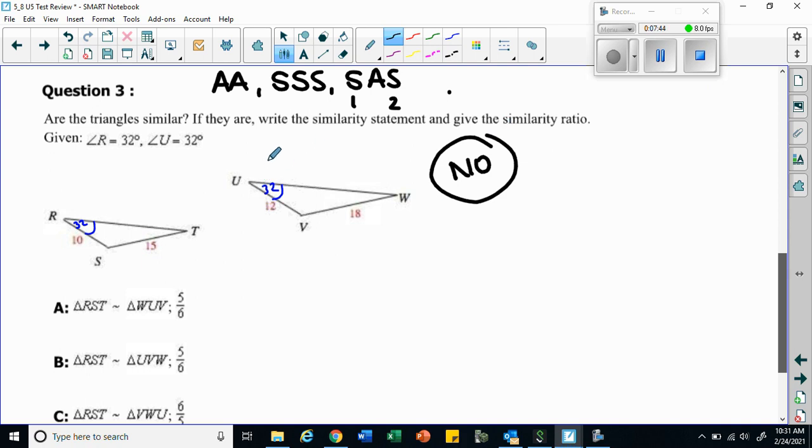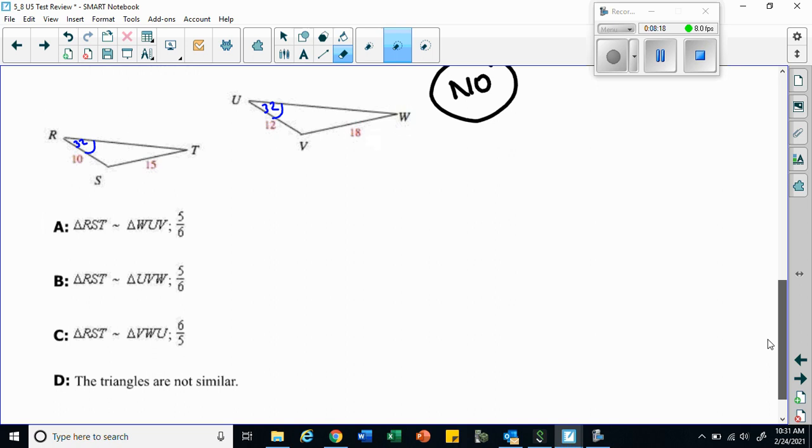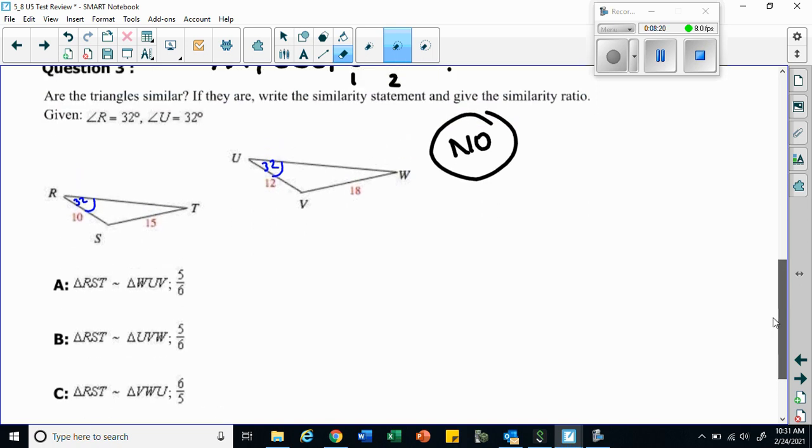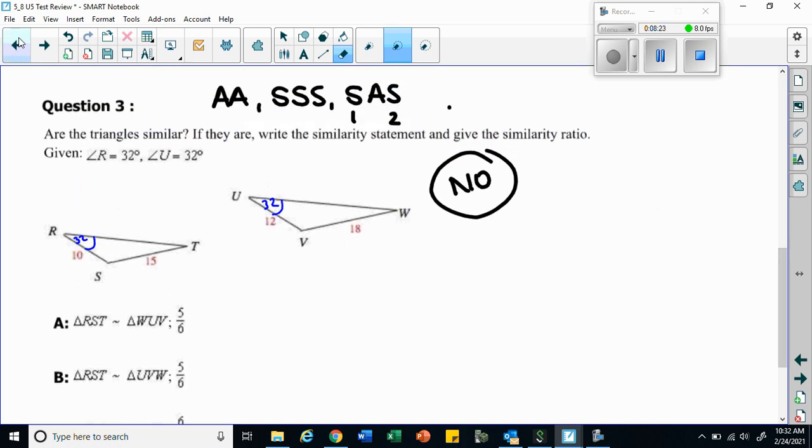And I want you guys to see why. Your angle is here, your sides are here and here. In order for it to be proven side, angle, side, your angle would have to be in between side 12 and side 18. Your angle is not in between 12 and 18. The angle is over here outside of 12 and 18. So I have an angle, a side, and a side, and as you can see, that's not an option here. We only have a side, an angle, and an angle. So for question number 3, the answer would be the triangles are not similar because you cannot prove them to be side, angle, side.